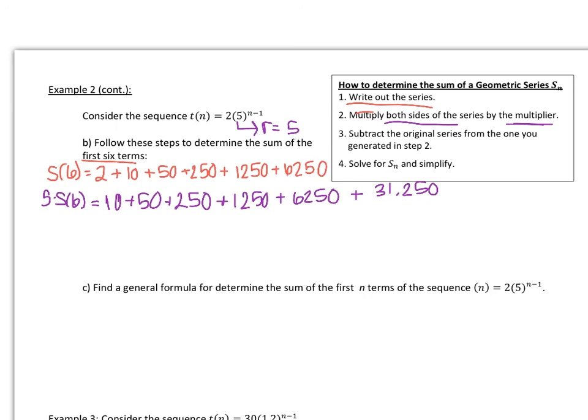Just to recap, step 1, just write out the sequence itself. Step 2, multiply both sides by the common ratio, or the multiplier. And what you see is it's almost the exact same, but I don't have the first term anymore, and I have this new term out here, which is 5 times my previous term. Now, jumping over to step 3, it says subtract the original series from the one you generated in step 2.